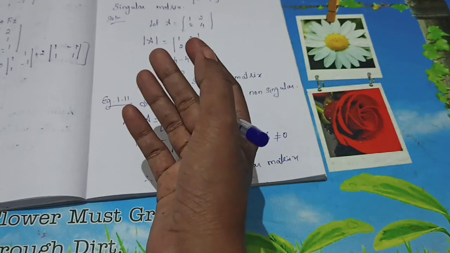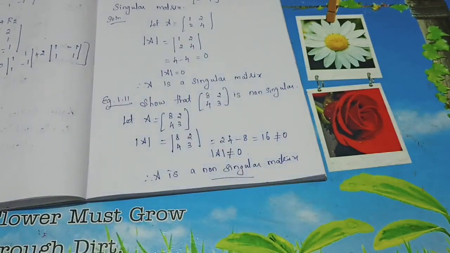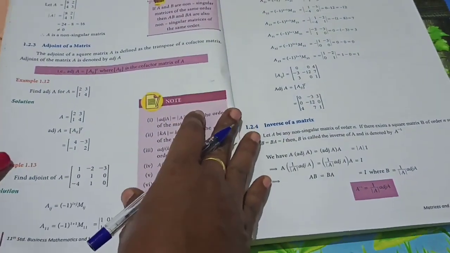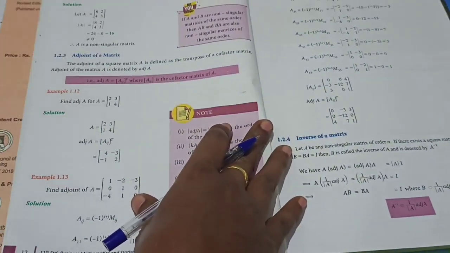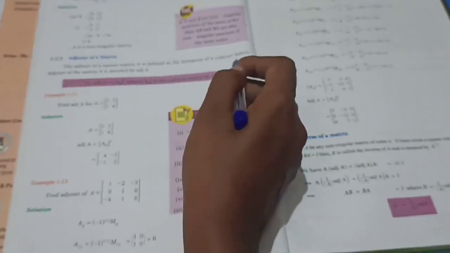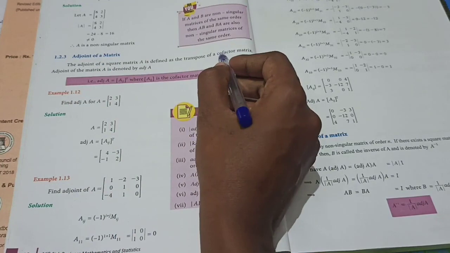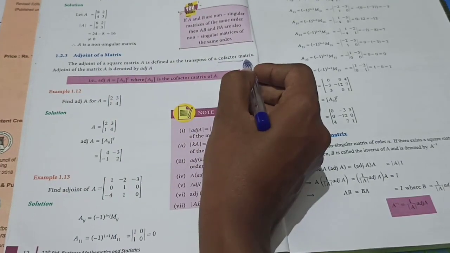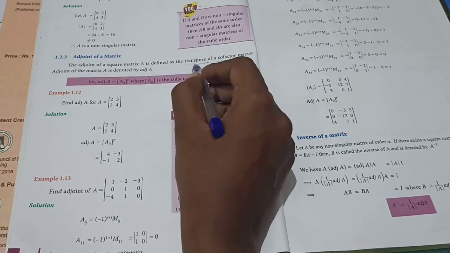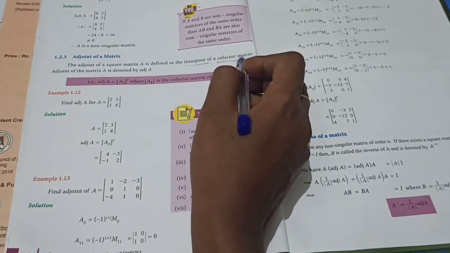So next section is adjoint of a matrix. It's new for you. Just I am giving the definition alone today. So adjoint of a matrix: the adjoint of a square matrix A is defined as the transpose of a cofactor matrix. Already I taught you what is cofactor matrix, and already I taught you transposes. So what is adjoint? Transpose of a cofactor matrix.